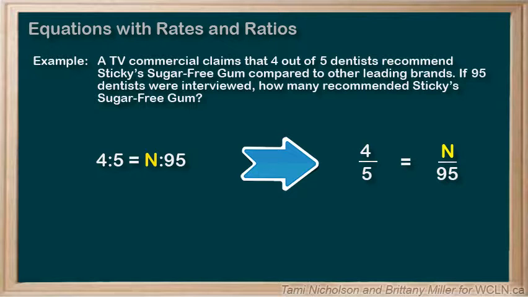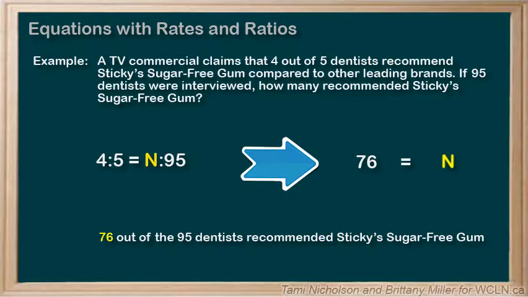Get n by itself by multiplying both sides by 95. The 95s will cancel out, and you will be left with just n. On the other side, you will have 4/5 times 95. You can do some canceling, as 5 can go into itself once and into 95 19 times. So you end up with n equals 4 times 19. 4 times 19 is 76. So you know that 76 out of 95 dentists recommended Sticky's sugar-free gum.